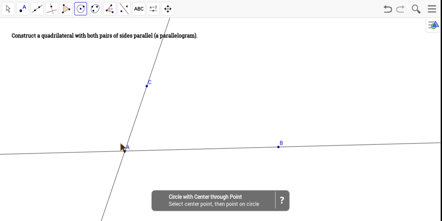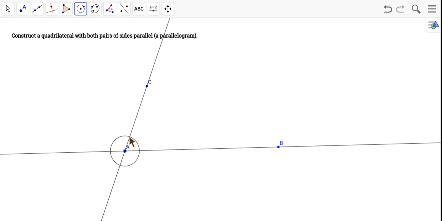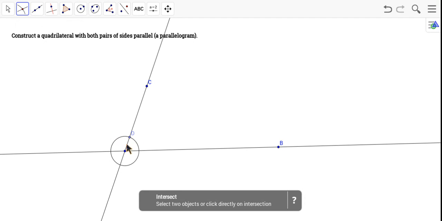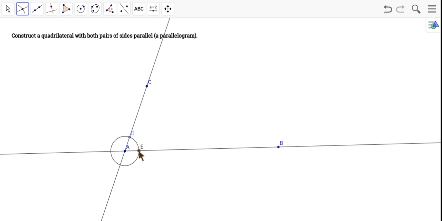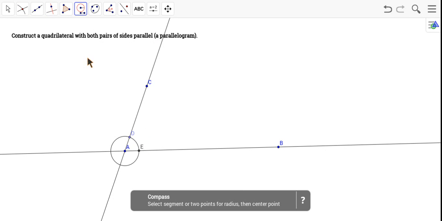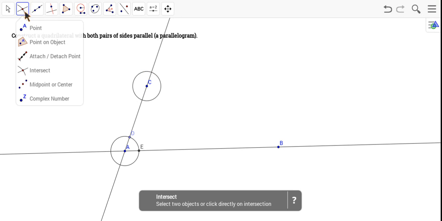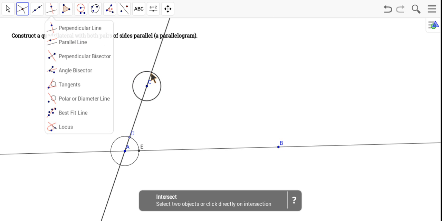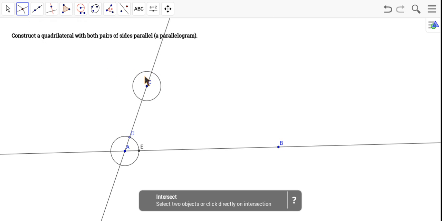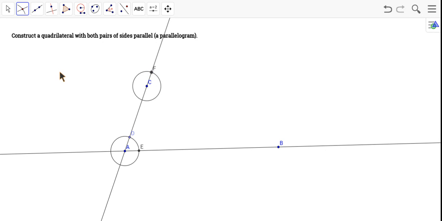Use our circle tools to construct some arcs and find some intersections to be able to make an angle for us. And again, using the compass tool, our radius was AD and we want that circle at C, or our arc, so we know where to put our intersection right there.